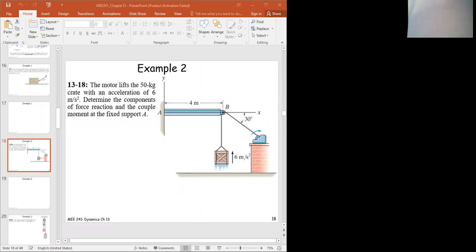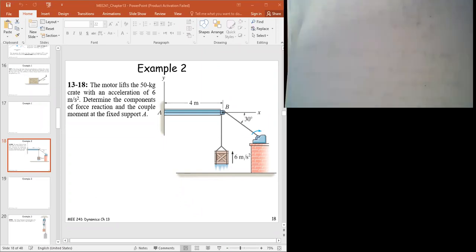Okay, so let's do this second example. What I have here is that the motor lifts this 50 kilogram crate with an acceleration of 6 meters per second square. We need to find the components of the reaction force and then a couple moment at the fixed support at A. So this guy is going with 6 meters per second square. We need to find the transverse load and then the bending moment. You guys are familiar with the bending moment, right? That would occur.